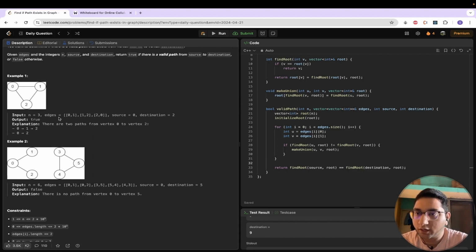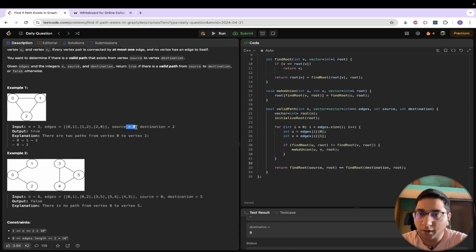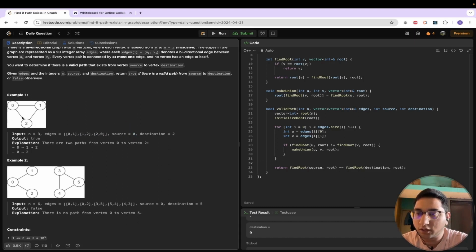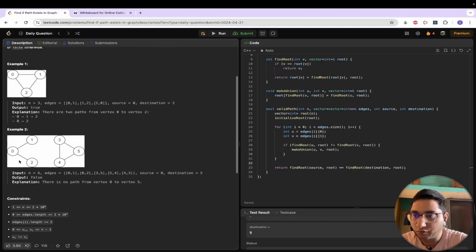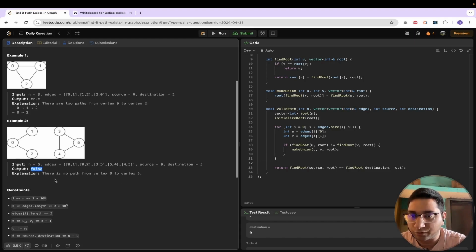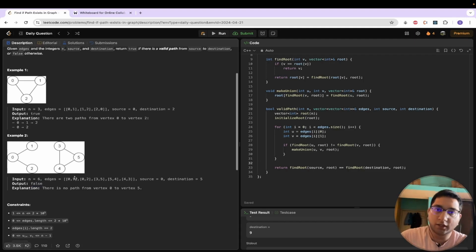So over here, let's say this is the edge list, which will form this particular graph, and they are asking if the path exists between 0 and 2 or not. Here the path exists, so we will be returning true. And for this graph they have asked if the path exists between 0 and 5 or not. So 0 is over here and 5 is over here, so it is not a connected graph, that's why it will return false over here as the path doesn't exist.